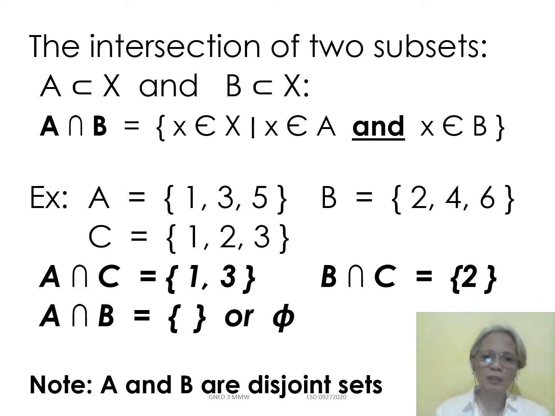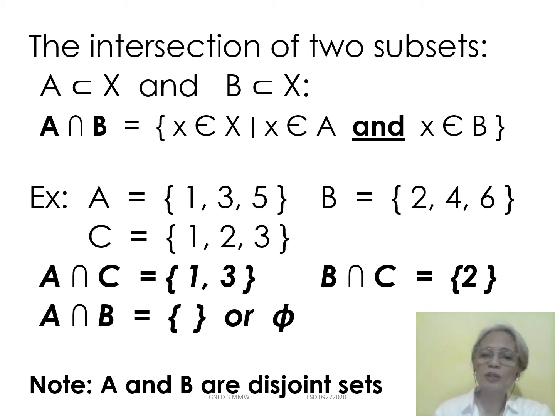For example, we have the set A, which contains the elements 1, 3, 5, the set B, which contains the elements 2, 4, 6, and the set C, which contains the elements 1, 2, 3. The intersection of the sets A and C: you look at the elements of sets A and C. What is common to the two sets? Obviously 1 and 3 are common. So the intersection of sets A and C is a set which contains the elements 1, 3. Why? Because both elements can be found in the two sets.